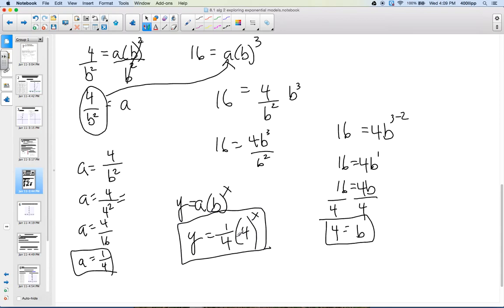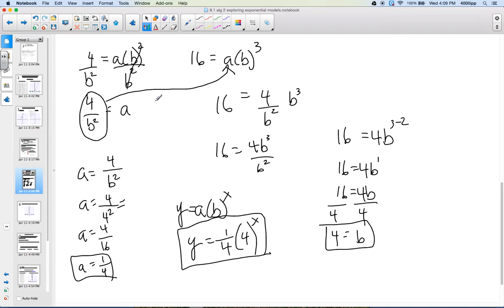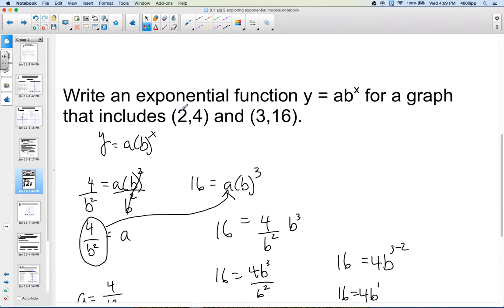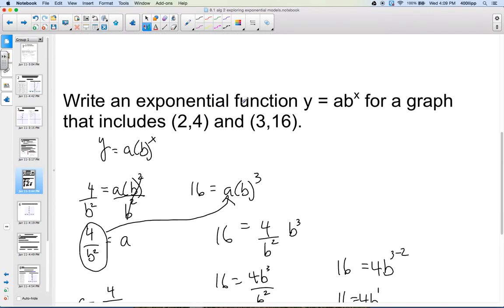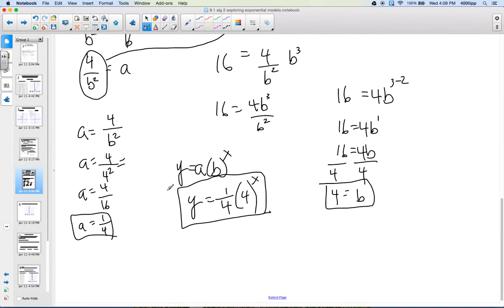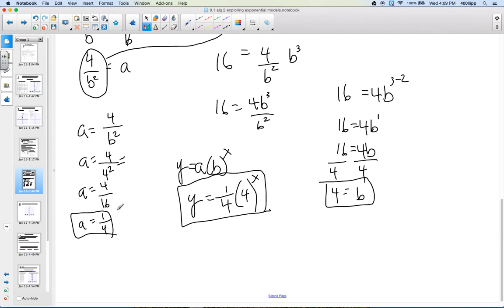Make sure you do not multiply a and b. Only b is to the x power and a is not. So therefore you cannot multiply a and b. And this would be your equation. You can also check it by plugging in the 2 points that you were given. And when you plug them in, 2, 4, and 3, 16, then into this equation, that should work out.